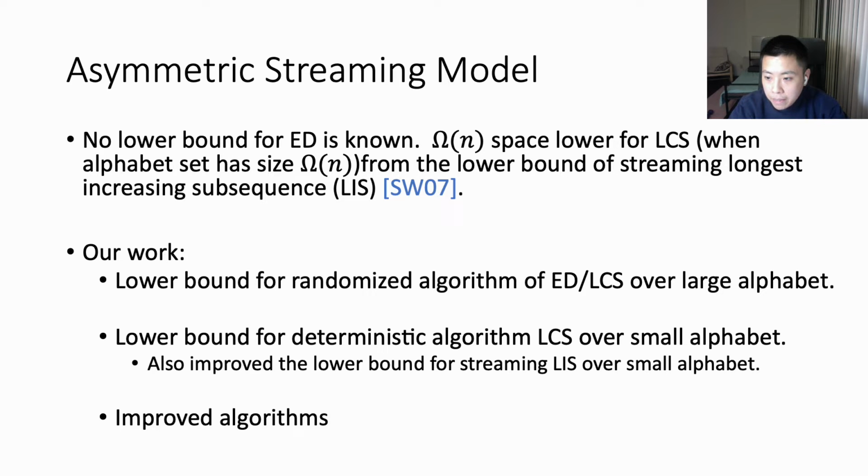For both edit distance and LCS, we give lower bounds for randomized algorithms when the input strings are over a large alphabet. For LCS, we can show a stronger lower bound for deterministic algorithms when the input strings are over a small alphabet. We also improved the lower bound for streaming LIS over a small alphabet. Our paper also presented improved algorithms for both edit distance and LCS.